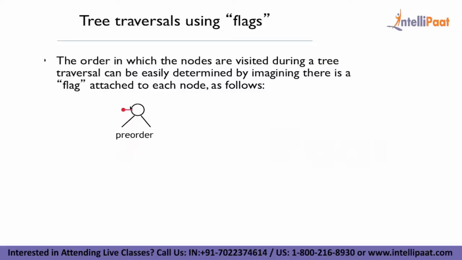So this is pre-order, this is in order, this is post order. Pre-order means first we begin with the root. In order means first we begin with the left subtree of the root, then the root, and then the right subtree. Post order means first we begin with the right subtree of the root, then we come to the root, and then the left subtree.